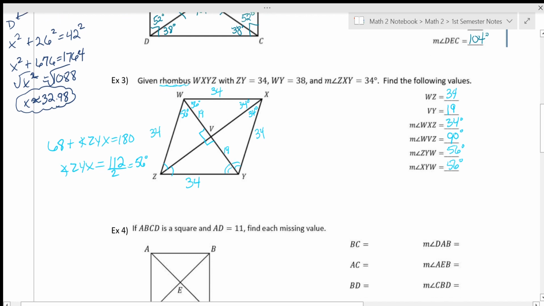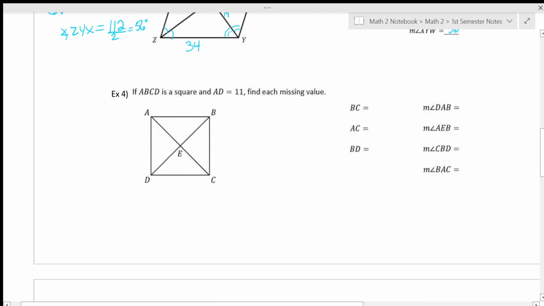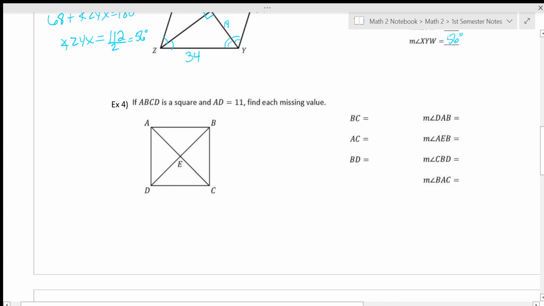Okay, so a rhombus has perpendicular diagonals and 4 congruent sides, and the diagonals bisect the angles. ABCD is a square, so it's going to have all the properties of the shapes that we've done so far: parallelogram, rectangle, and rhombus. So ABCD is a square, AD is 11. That means each of our sides is going to be 11. And then what's nice about a square is that the diagonals are perpendicular, it has 4 right angles, and the diagonals bisect each other, so each of our angles in here is 45 degrees. A lot of congruency in squares.